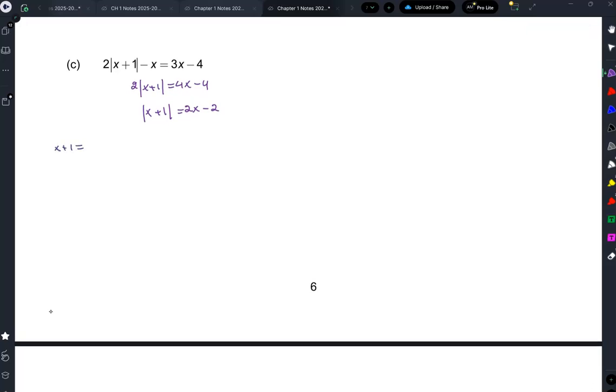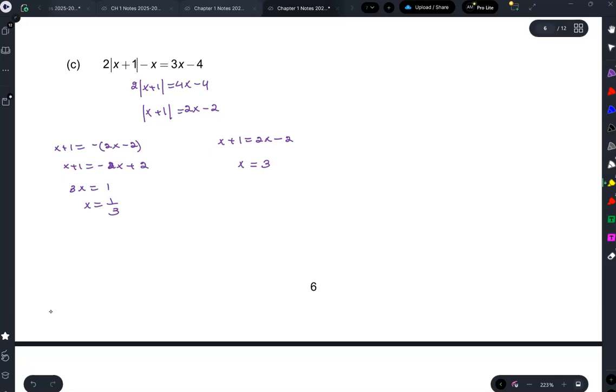So x plus 1 is negative of 2x minus 2. X plus 1 is positive 2x minus 2. So let's see what we get here. Negative 2x plus 2. X equals 1/3, right? And here, x equals 3. Did I do those right? What do you think? Yeah, you got it.